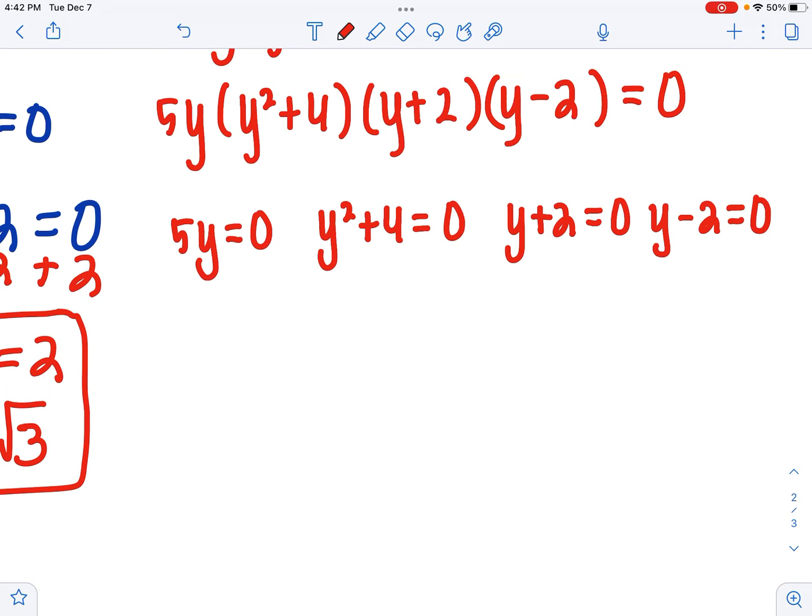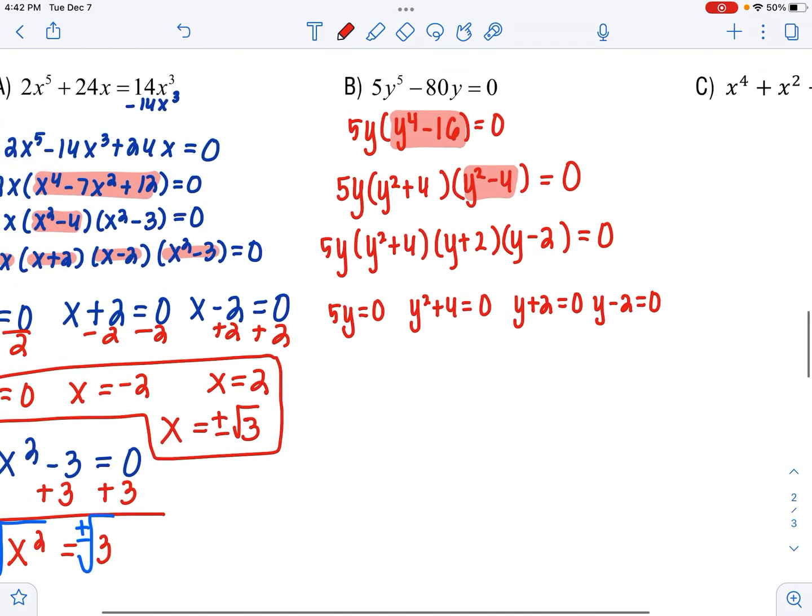Now you might be saying, when do I set it equal to 0 and when don't I? It's when it's an equation and it's equal to 0 that you do that. This wasn't equal to 0, but we needed to get it equal to 0, and then we set each factor equal to 0.